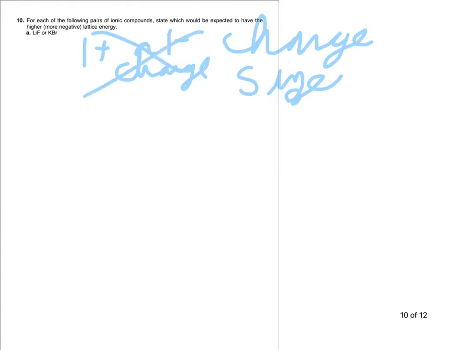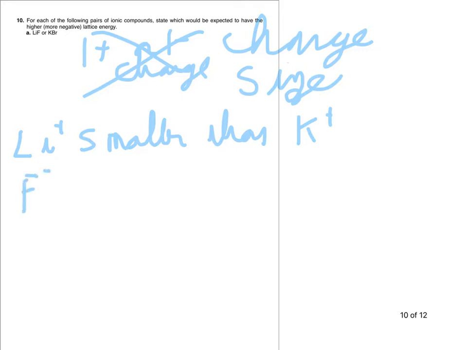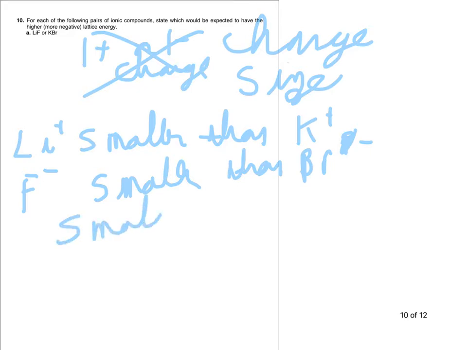But the size does. If we compare the lithium ion, it is smaller in size than the potassium ion from the second compound. The fluoride ion from the first compound is smaller than the bromide ion from the second compound. Oops, supposed to be a minus. So things with smaller ions result in more lattice energy. So the one that has the higher lattice energy will be lithium fluoride.